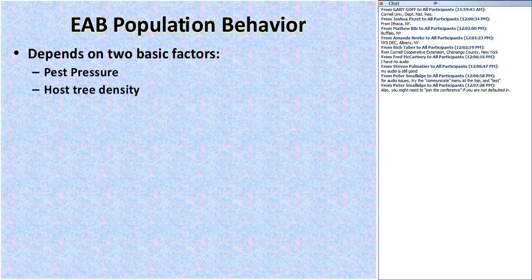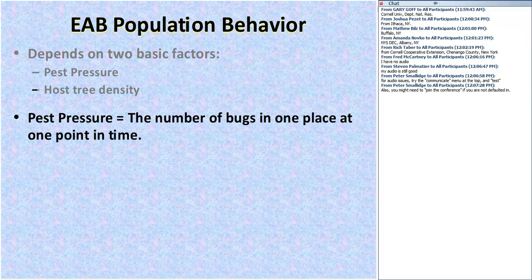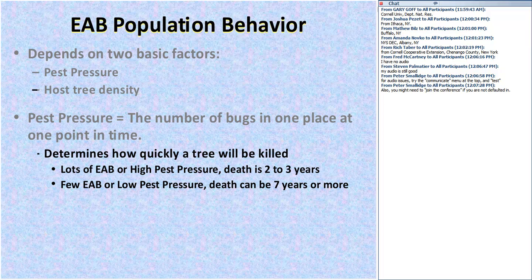But the way to think about populations, I think, there are 2 basic factors: pest pressure and host tree density, and these affect population behavior. Pest pressure is very simple. It's just the number of bugs in one place at one point in time. It determines how quickly a tree will be killed. It's easy to imagine. You have lots of emerald ash borer present at one place in one time, and they'll kill trees really quickly. 2 years, 3 years. I wouldn't be surprised if they killed them in 1 year as well.